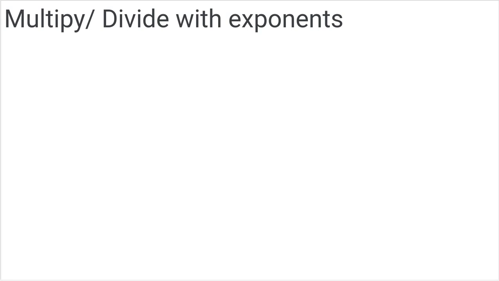Next thing is multiplying and dividing with exponents. So if I had 7x squared times 3x, that would mean 7 times 3, which is 21. This x didn't have an exponent, so I have to give it the number 1. And then when multiplying with exponents, it's like adding. So 2 plus 1 is 3.